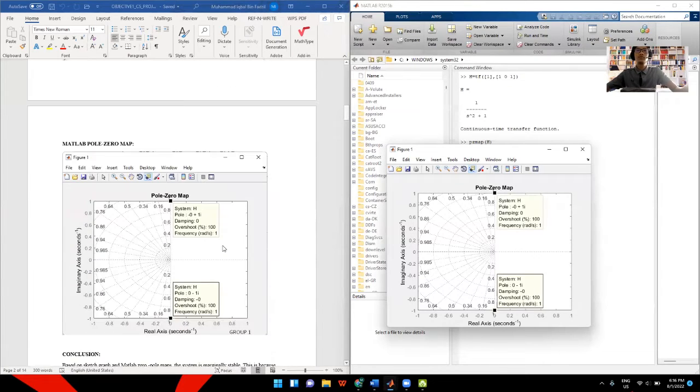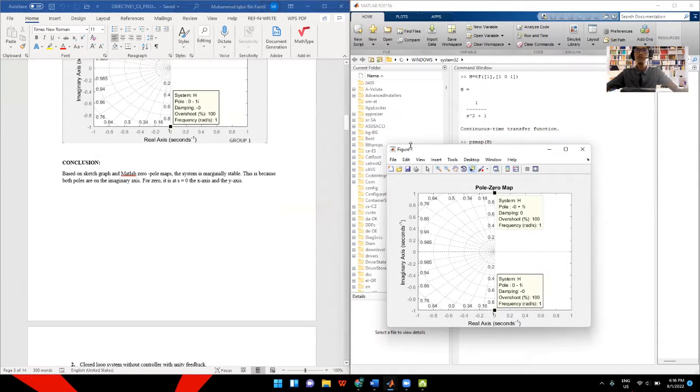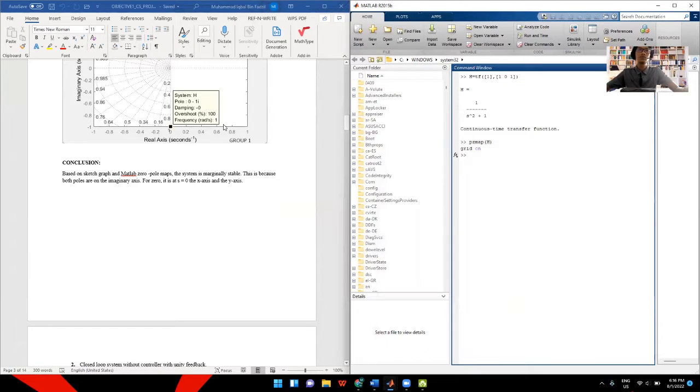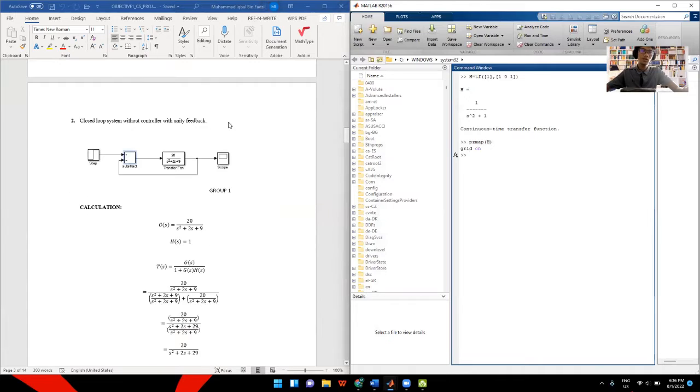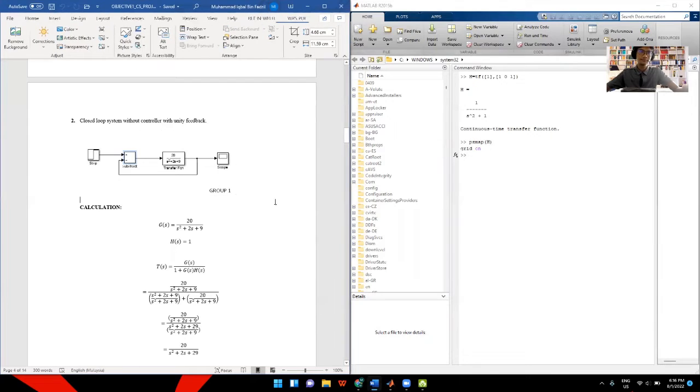So the conclusion for this circuit is the system is marginally stable. This is because both poles are on the imaginary axis. For the zeros, it is at S equal to 0, the x-axis and the y-axis. So we go to the second circuit. This is a closed loop system without controller with unity feedback. So this is the circuit.